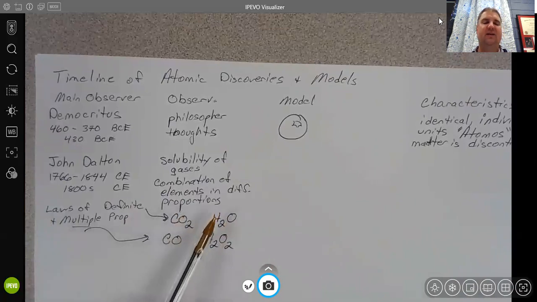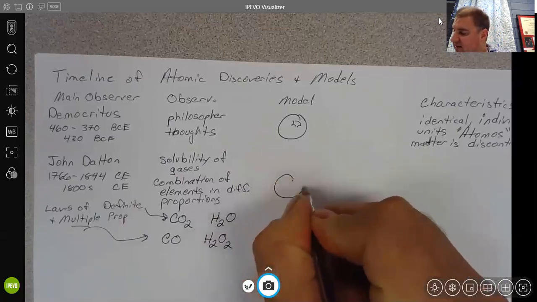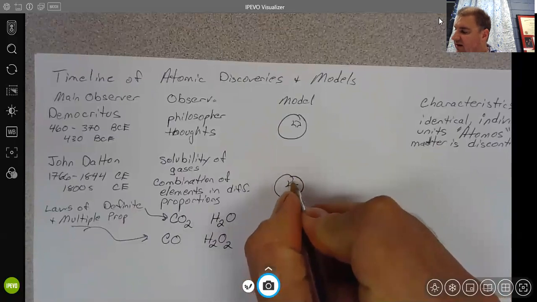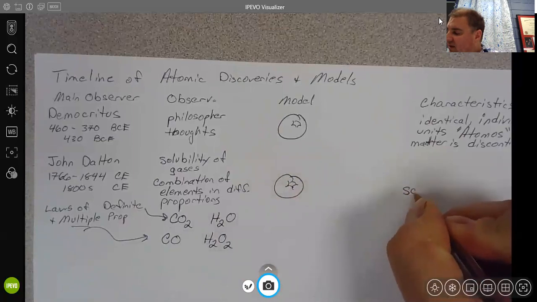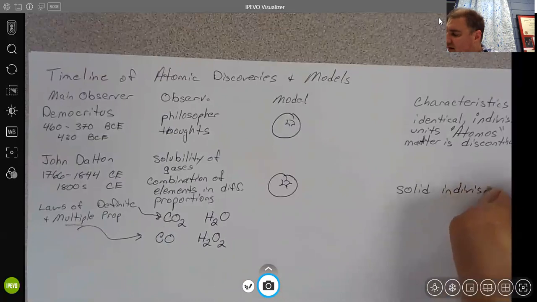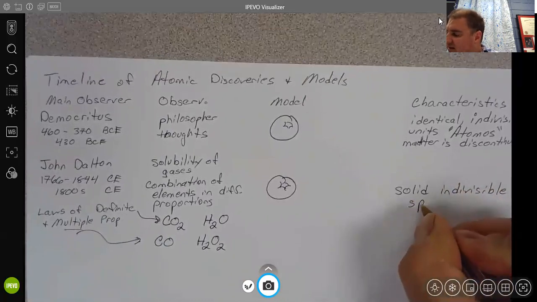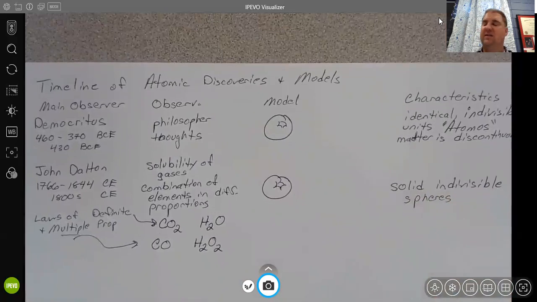And the idea that each of these specific compounds always has the same proportion between the elements is the law of definite proportions. So really all Dalton was doing was restating Democritus's model of a single hard sphere that was still indivisible, and he viewed them as solid spheres. The difference was that Dalton had experimental evidence where Democritus did not.